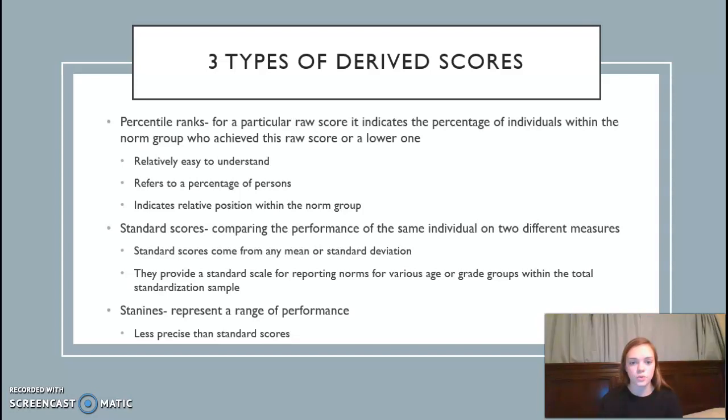Next is standard scores. Comparing the performance of the same individual on 2 different measures is what standard scores mean. Standard scores come from any mean or standard deviation. They provide a standard scale for reporting norms for various age or grade groups within the total standardization sample. So if you're looking at the same student in 2 different areas, or at norms for various age or grade groups, this is when you would use standard scores.